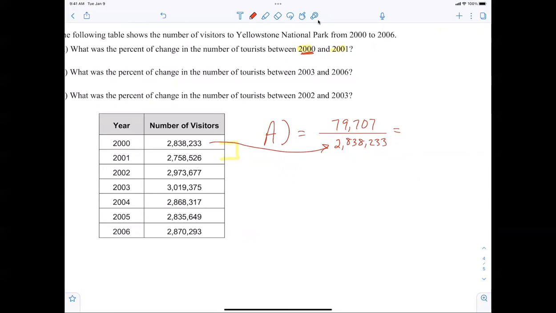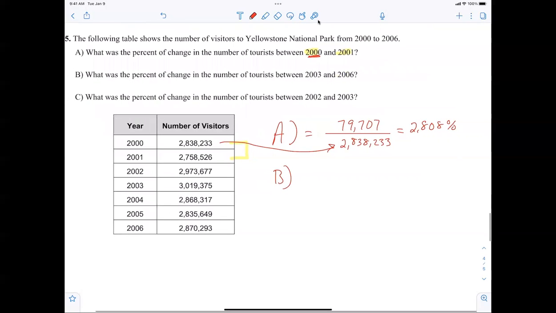It's so annoying because there's a bunch of numbers. 2.808. Anybody else get 2.808? Everybody's good with 2.808? Now, Oliver, what was your question? Oh, that's fine. I was confused as to where he got 79,000. All right, James, you get to do B.